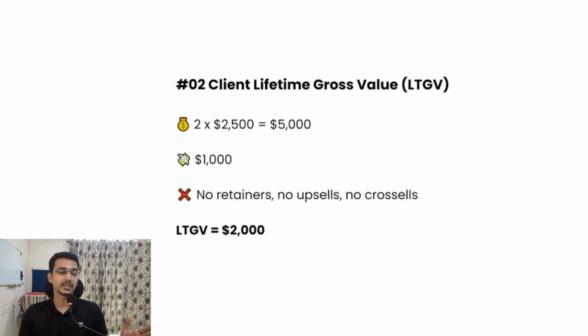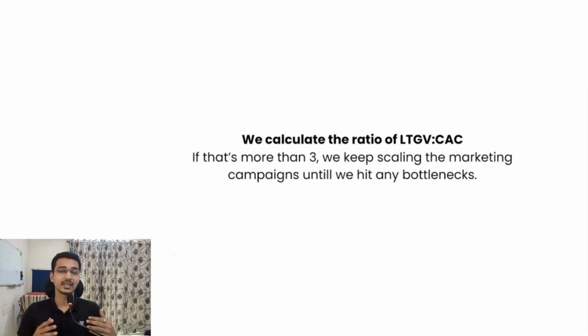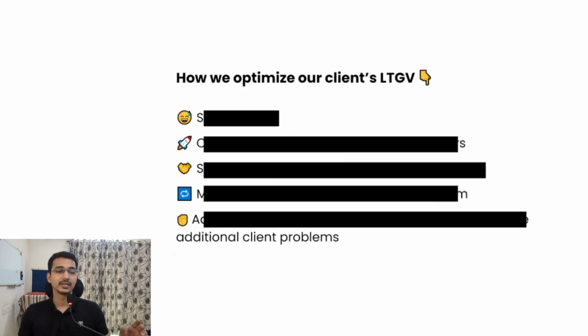So in our example, let's suppose we have an LTGV of $2,000 and our CAC is 500, then the ratio becomes 4. So we will keep scaling the marketing campaigns and get more clients into our business. But in case your ratio is currently less than 3, then here's how we optimize our clients' LTGV.